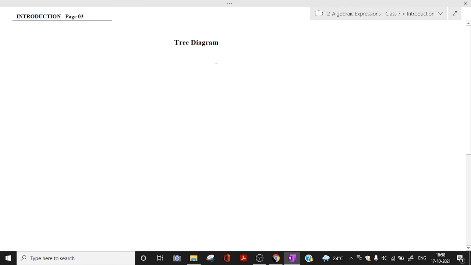Okay, let us learn the tree diagram. Whatever we studied about expressions, we also looked into what a term is, and we also saw what factors are. We can put it in the form of a tree diagram. So let me put it over here.